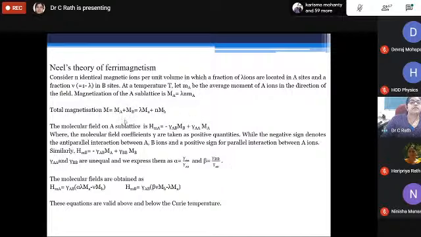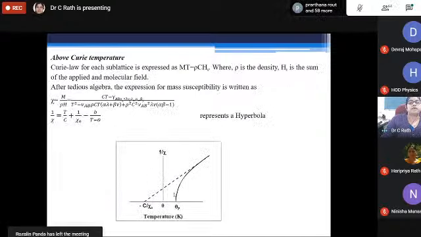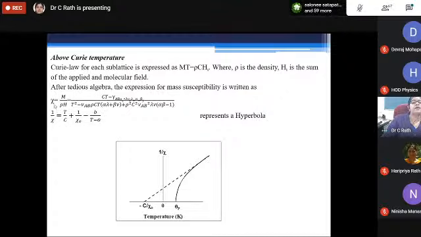So Néel's theory also explains this ferrimagnetism, this non-linear behavior, which is not explained by the Curie law. Rather it is explained by 1 by chi equal to T by C plus 1 by chi 0 minus B by (T minus theta). It's a hyperbola. If this equation is fitted with ferrimagnetic material, one can find out the Curie constant C, and B and theta. B is a fitting parameter you have to find out, and it is associated with the strength of your interactions.